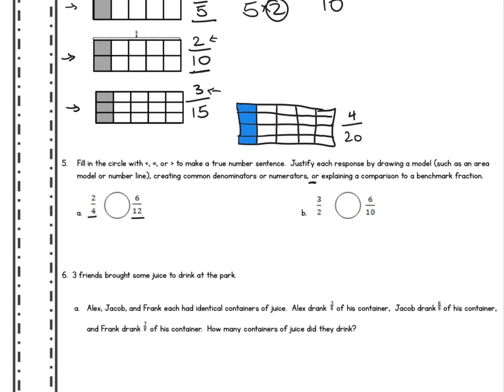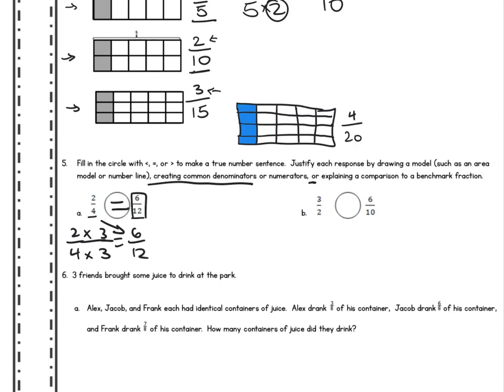If I look at 2/4, I can rewrite. I'm going to be using the strategy of creating a common denominator, and I'm going to rewrite 2/4 in terms of 12. So I'm going to rename 2/4 into 12ths. So I'm going to multiply the numerator and the denominator by 3, and I'm going to get 6/12. Since 2/4 is equal to 6/12 and the other fraction is 6/12, I know that these two fractions are equal.